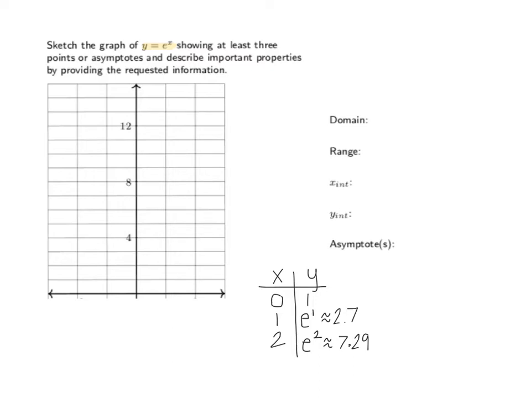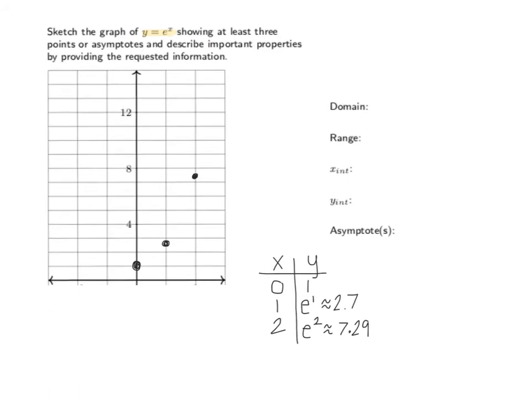So these are 3 values that I can graph. I can go 0, 1, then 1, about 2.7, and 2 is all the way up at 7.29. Okay, that gets pretty big. Now, I didn't choose any negative numbers. Probably should do that. You want to see what it looks like on both sides of the y-axis.